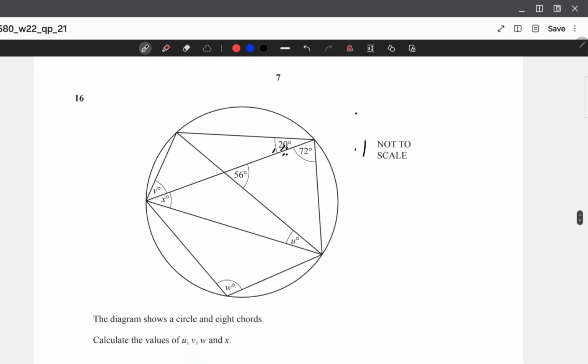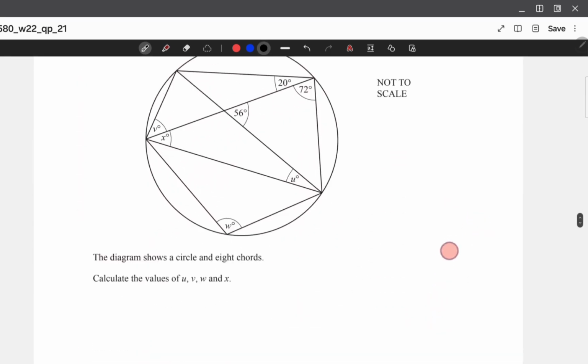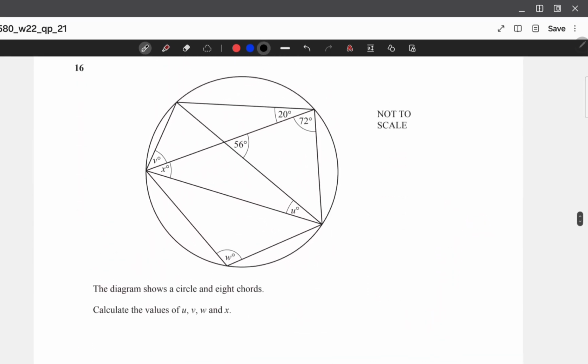Alright, number 16 now. So we're asked to find the u, v, w, and x. The first thing I will do is find the angle here using angle on a straight line. So 180 minus 56 will give me 124. And if you look at this angle u and this angle 20, they are angles in the same segment, since they're touching the circumference. So my u is 20 degrees. That's the first one I can get.